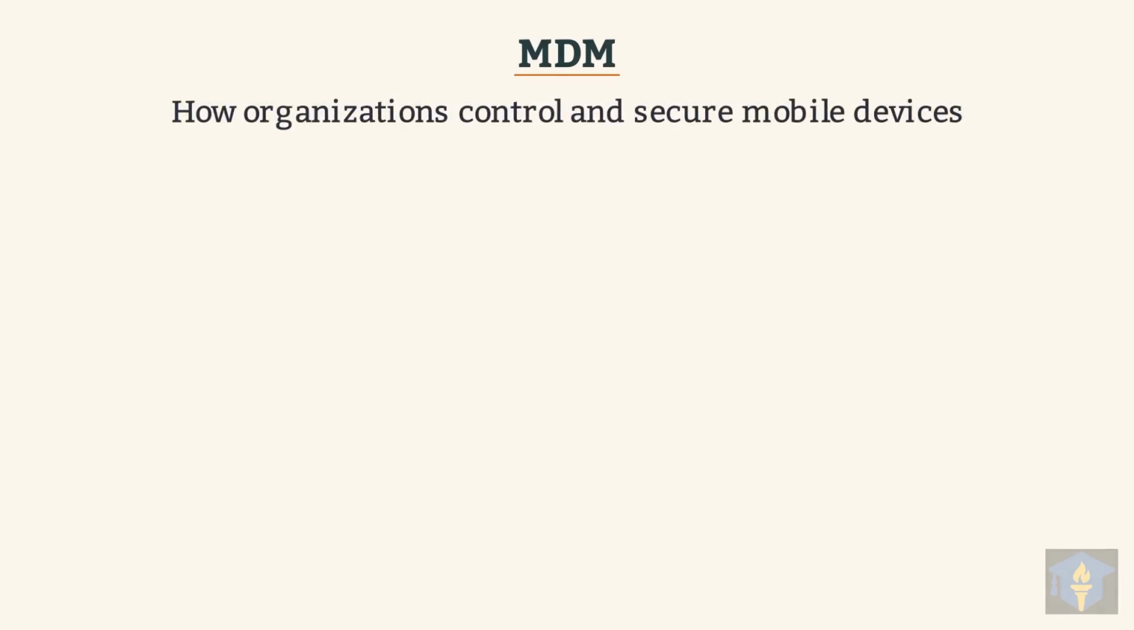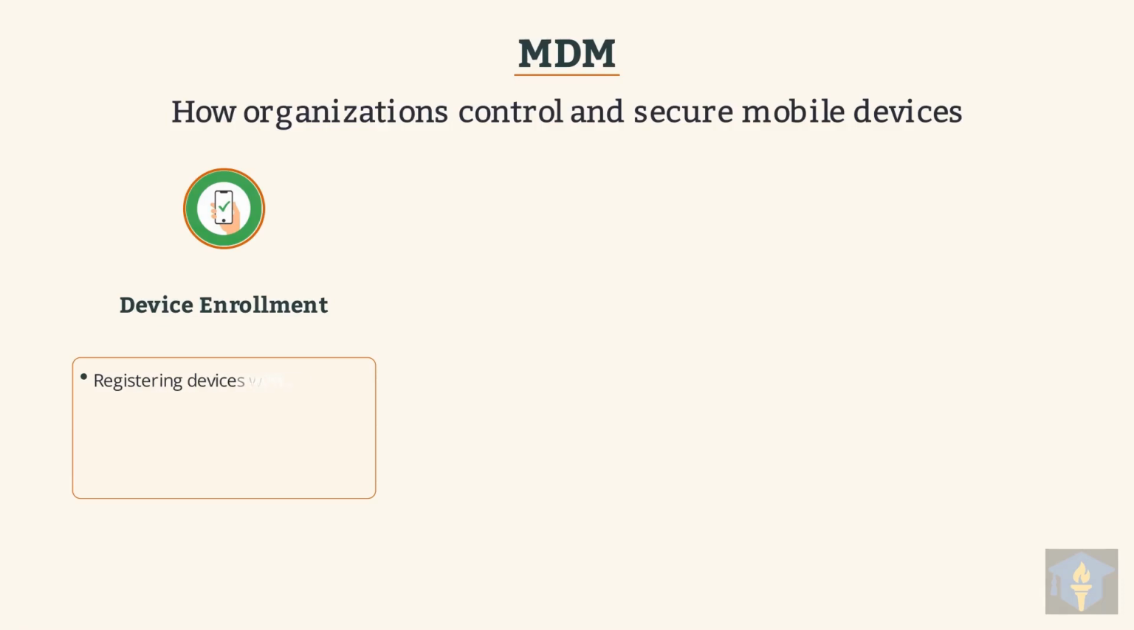Continuing our discussion, let's dive deeper into the practical aspects of MDM implementation. We will explore how organizations effectively control and secure their mobile devices through various mechanisms. Device enrollment is the initial step, where devices are registered with the central MDM system. This registration allows administrators to efficiently manage devices and enforce necessary security policies.